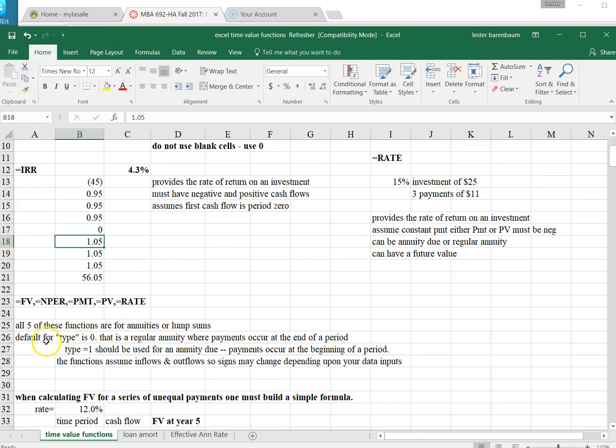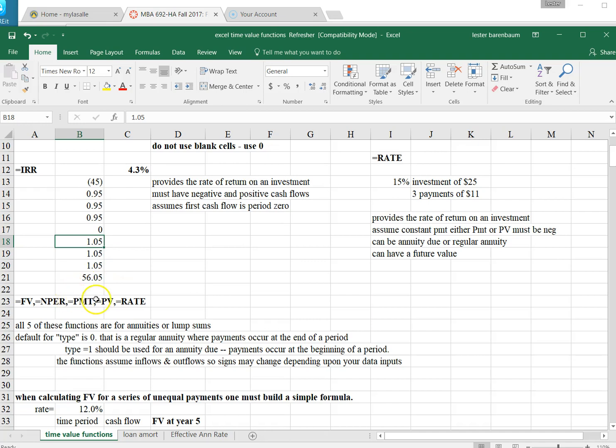The default for the functions is a type 0. That is, we have a regular annuity where payments occur at the end of a period. Type 1 is for an annuity due when payments occur at the beginning of a period. An example of that would be paying rent, where rent payments usually occur at the beginning of a time period. Again, the function assumes inflows and outflows, so you have to be careful about the signs of your inputs.